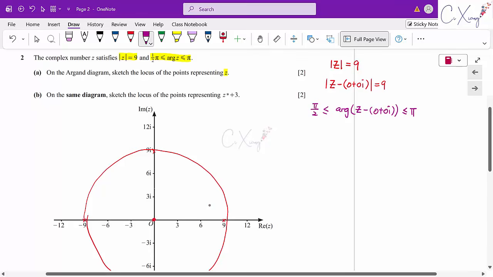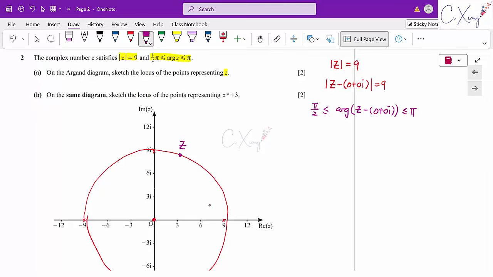Let's say now my z is here. Let's say this is the z on the locus. Then when I try to draw a straight line from z to 0, 0, and I try to measure the angle, so this is the argument of the z. Alright, so very obvious, this argument of z is not between pi over 2 until pi, because pi over 2 must be 90 degree, then pi must be 180, right? So where should my z located? According to this second restriction here, my z should be located here.